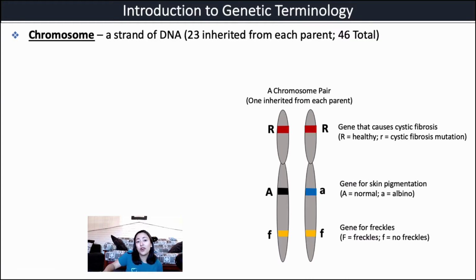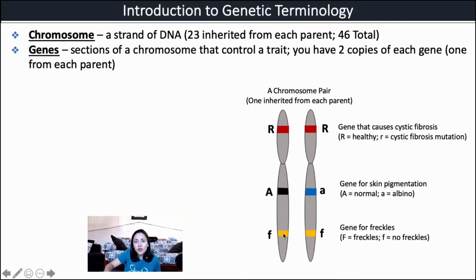The first term that we're going to look at is a chromosome, and this is simply a strand of DNA. And a lot of times a chromosome is depicted like this. It's very simplified, but this is a strand of DNA here, and this is the second strand of DNA here. You have 23 strands of DNA inherited from each parent, so that means you have 23 chromosomes inherited from each parent and 46 chromosomes total in each one of your cells.